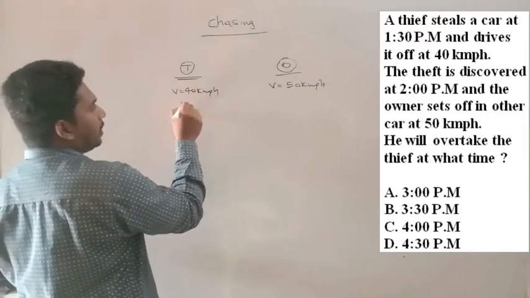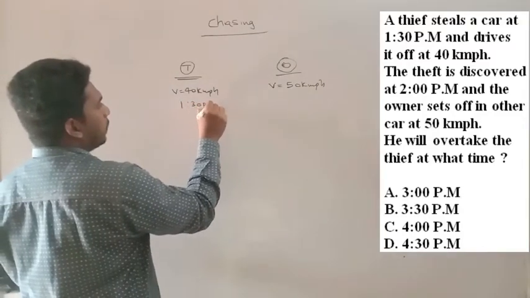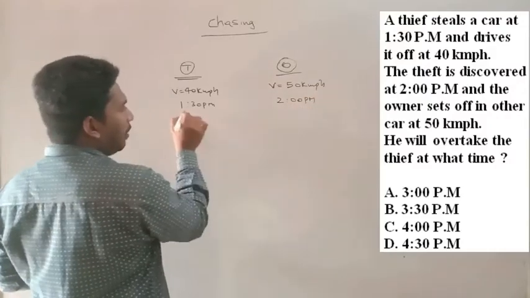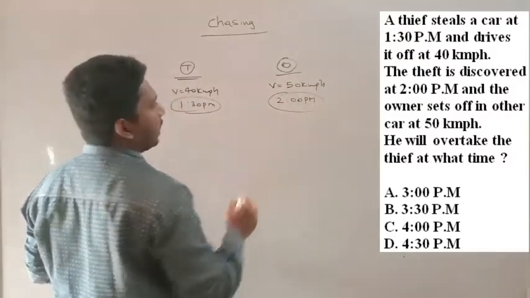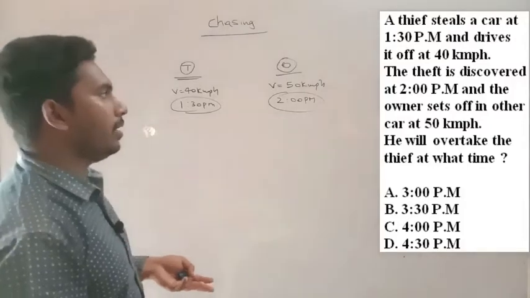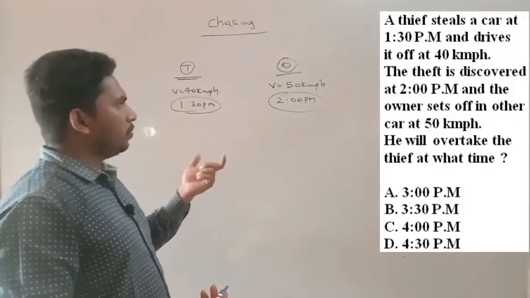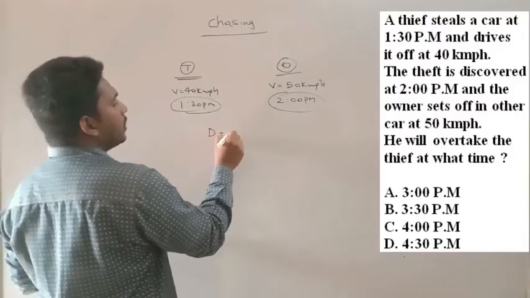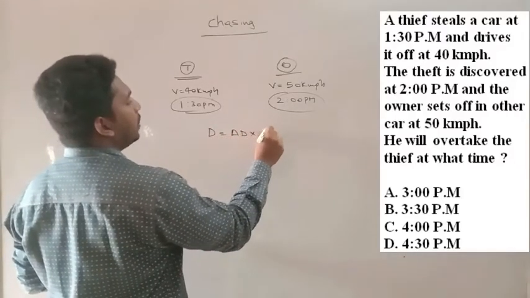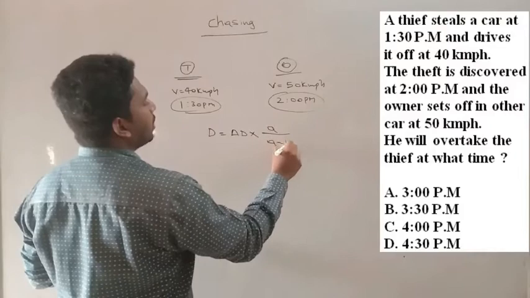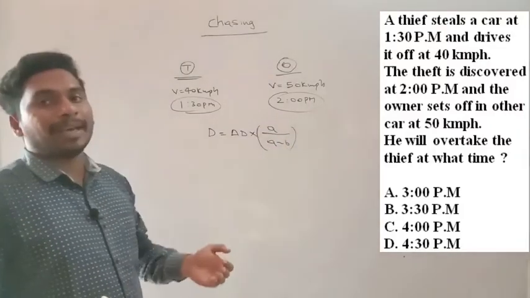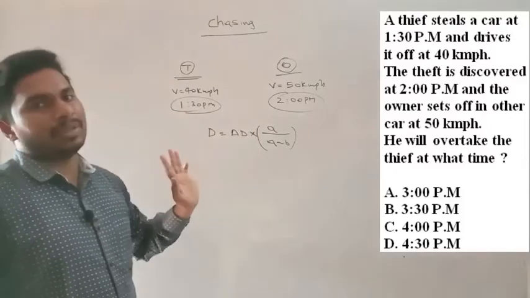His starting time is 1:30 p.m. and the owner's starting time is 2 p.m. They have given the points of time at which they have started. First we have a formula for calculation of the distance, that is d is equal to delta d into a by a minus b, right? But they are asking at what time the owner catches the thief.